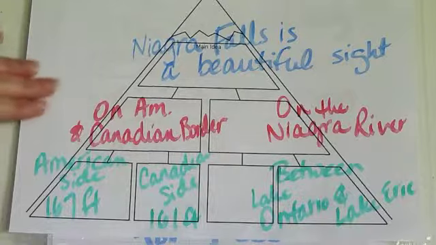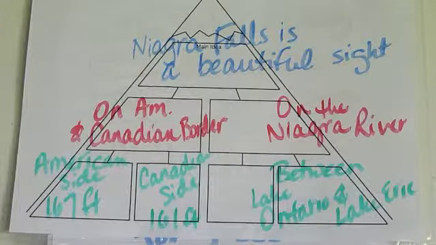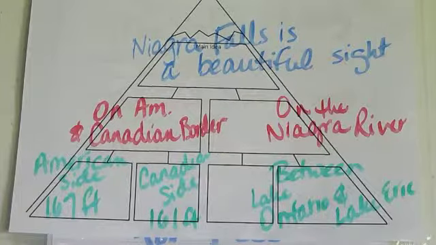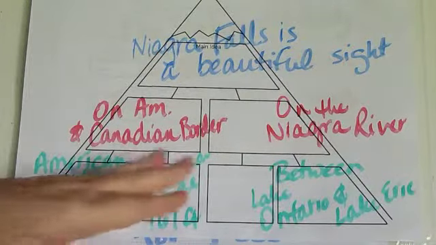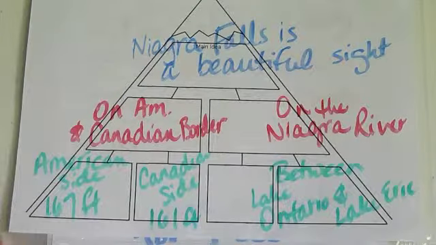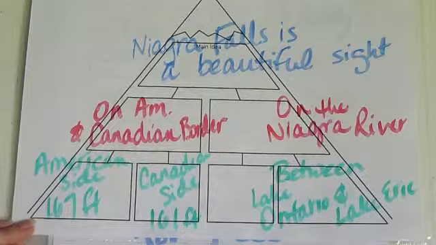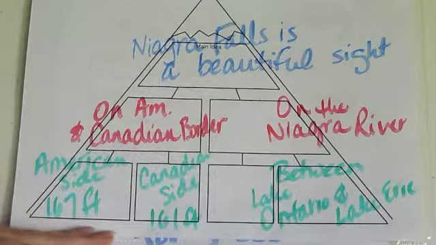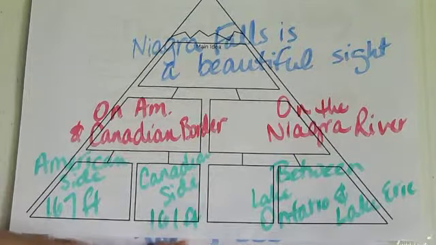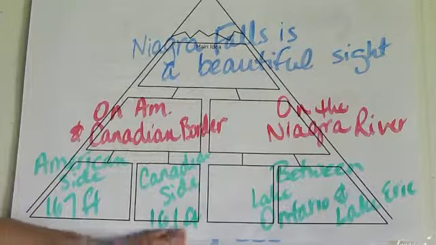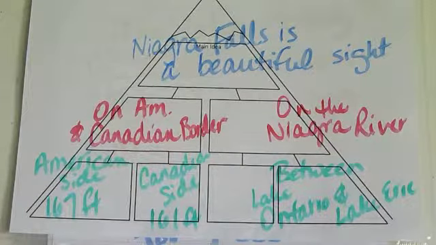So I might have a whole paragraph telling you all about how it is on the border of both the United States and Canada. And some of the details in that paragraph: I think it's so cool that you can see Niagara Falls from both Canada and the United States. When you're on the American side, one of the details is that it's 167 feet. When you're on the Canadian side of the falls, it's 161 feet. They are beautiful, equally beautiful, and then you give a few more details.